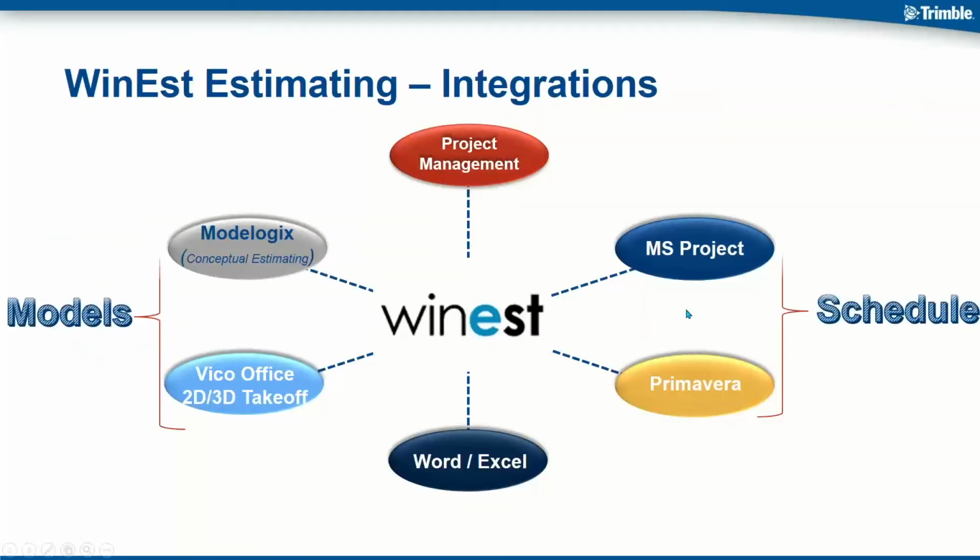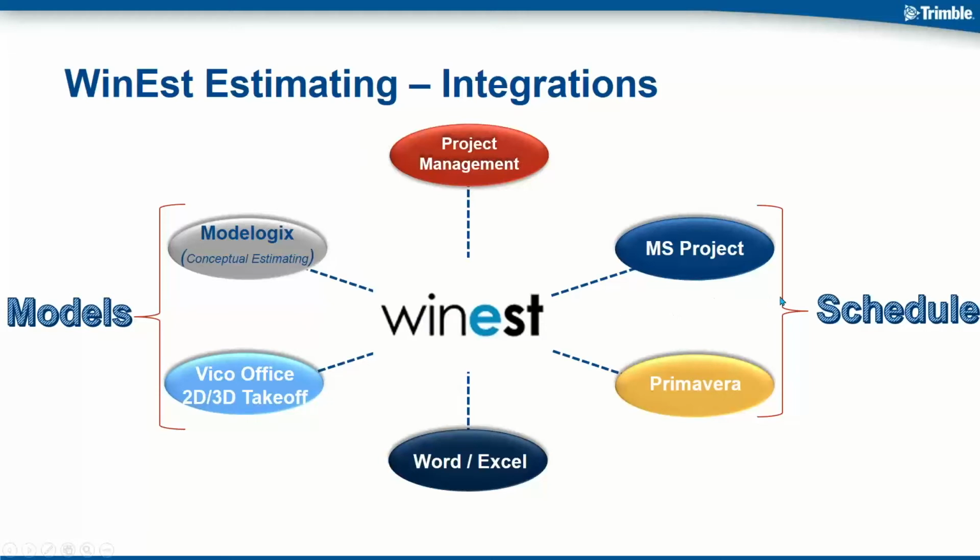This little graphic here, I'll just explain how this works. As you can see, we put WinEst right in the middle, as most estimating applications find themselves. They sit right in the middle of your workflow. So whether we're starting with the estimate or we start elsewhere, like say we start out to the left here in models, with ModelLogix we can create a conceptual cost model, and we can push that directly into WinEst. Or in our Vehicle Office software, we could do 2D and 3D takeoff, and we can push quantities into WinEst. So it still goes into WinEst.